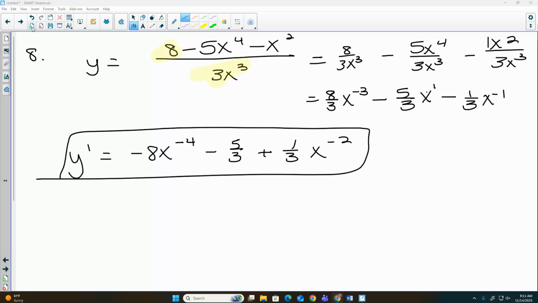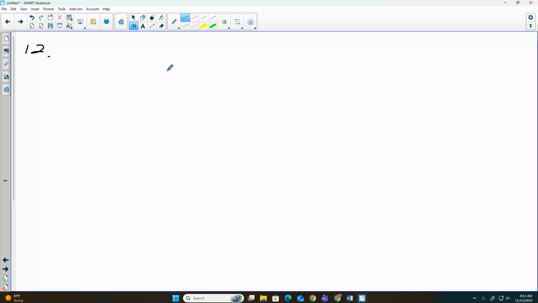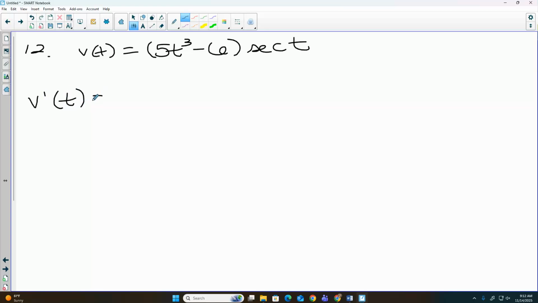Number 12. So b of t equals 5 t to the third minus 6 times secant of t. All right, so our derivative. We can distribute this secant if we want, but no matter what, we're going to have to do the product rule because I have a t here and with my trig function. So if I just go into my derivative, the product rule, does it really matter which one you do the derivative of first? No, we just do one at a time.